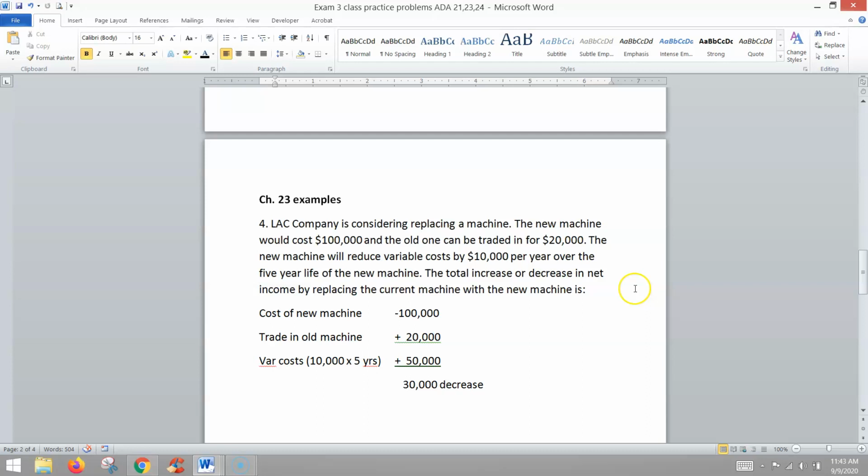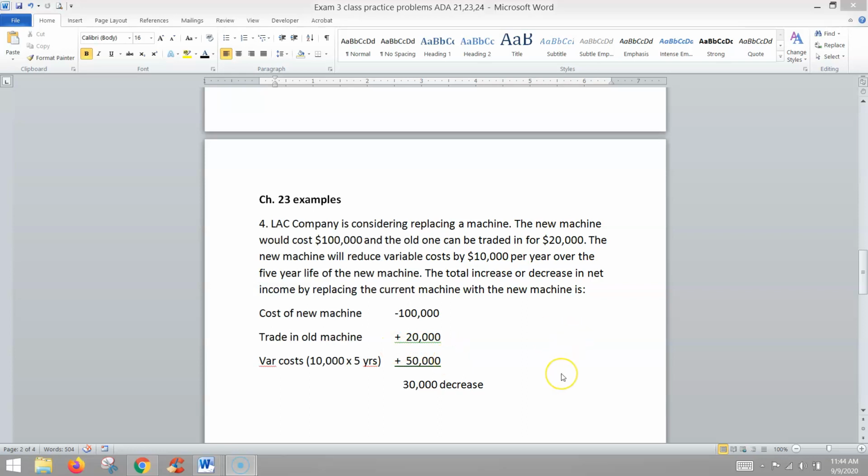The new machine will reduce variable costs by $10,000 per year, and the $10,000 per year is going to be over a 5-year life. So we have $10,000 in variable cost savings times the 5 years. Variable costs in total will be reduced by $50,000, so that's going to be a positive to our bottom line.